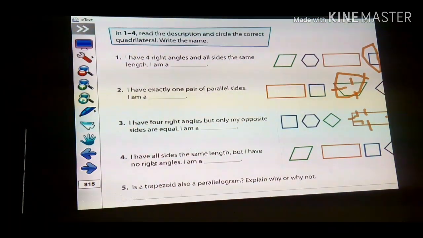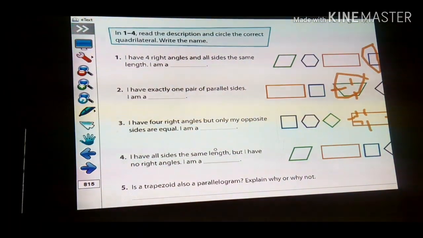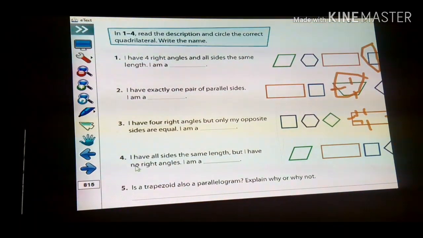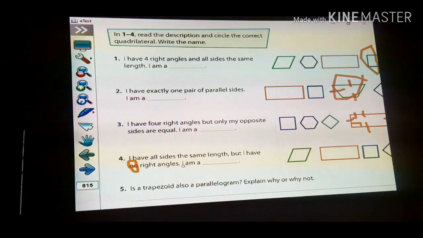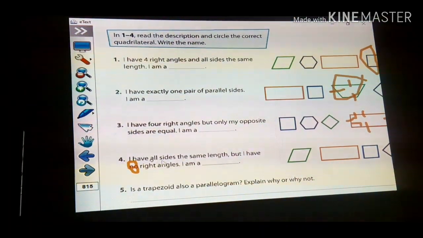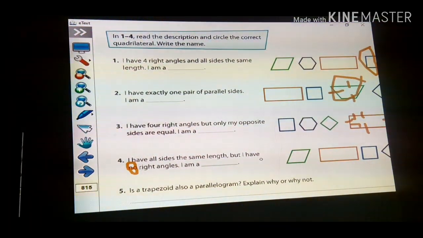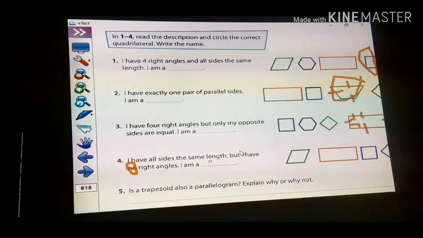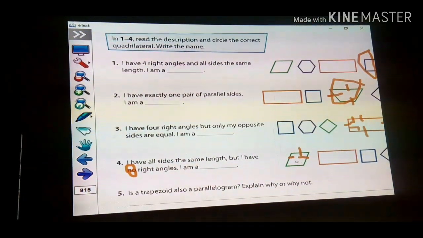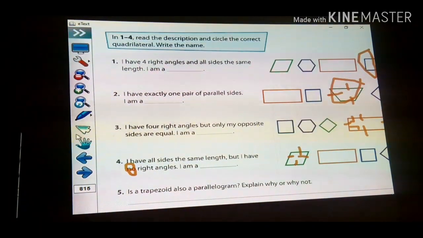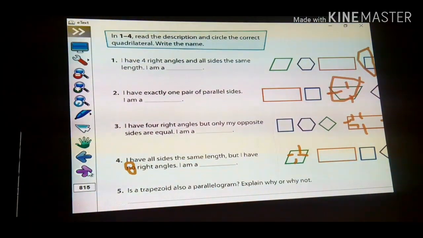Exercise number 4. I have all the sides the same length, but I have no right angles. Remember, which shape has 4 equal sides but no right angles? It's the rhombus. Okay, so let's turn the page. That's the end of this homework.